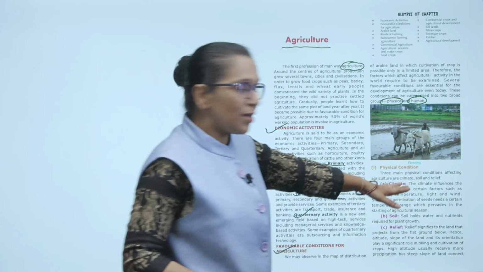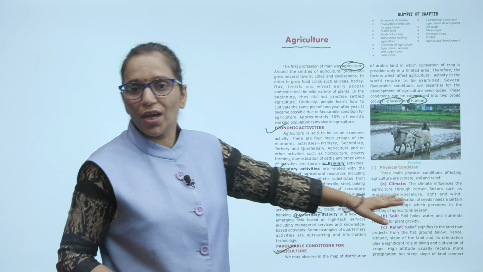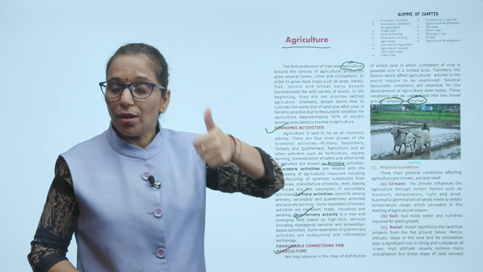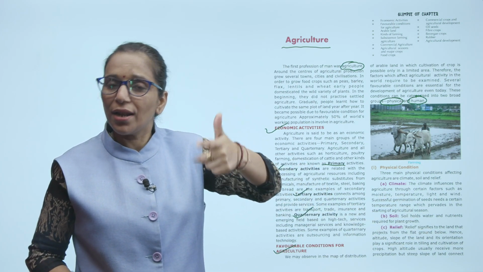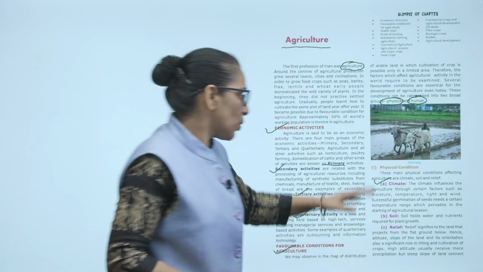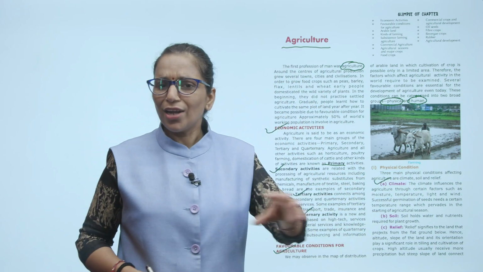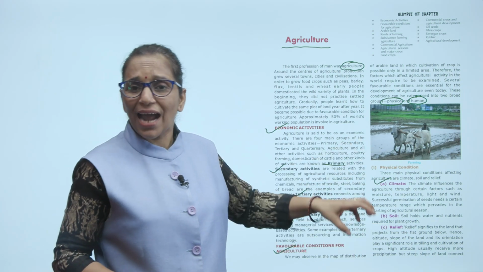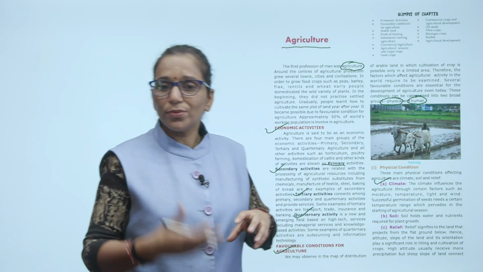Now what is physical condition? Under the physical condition we have three main categories. Number one, we have to check the climate, then soil and then relief. First, when we check the climate, we check the moisture, temperature, light, wind, etc. And according to that, the type of crops are grown there.